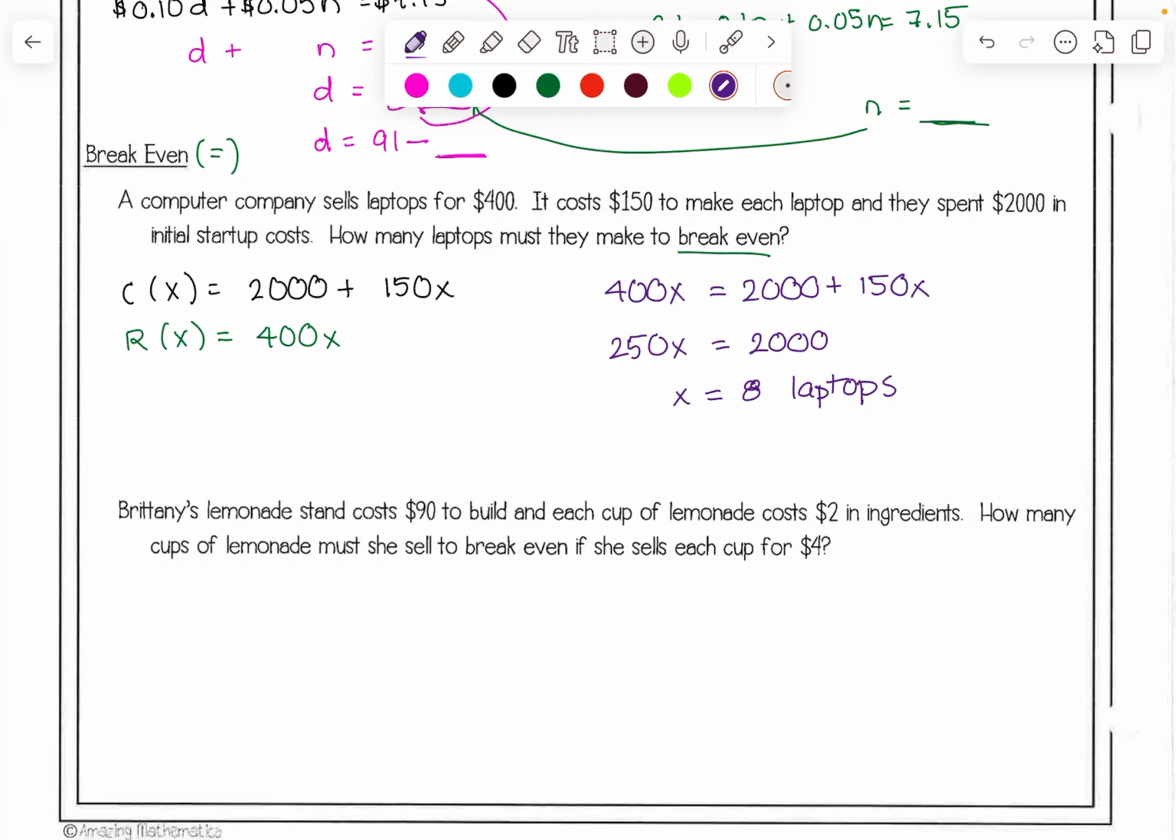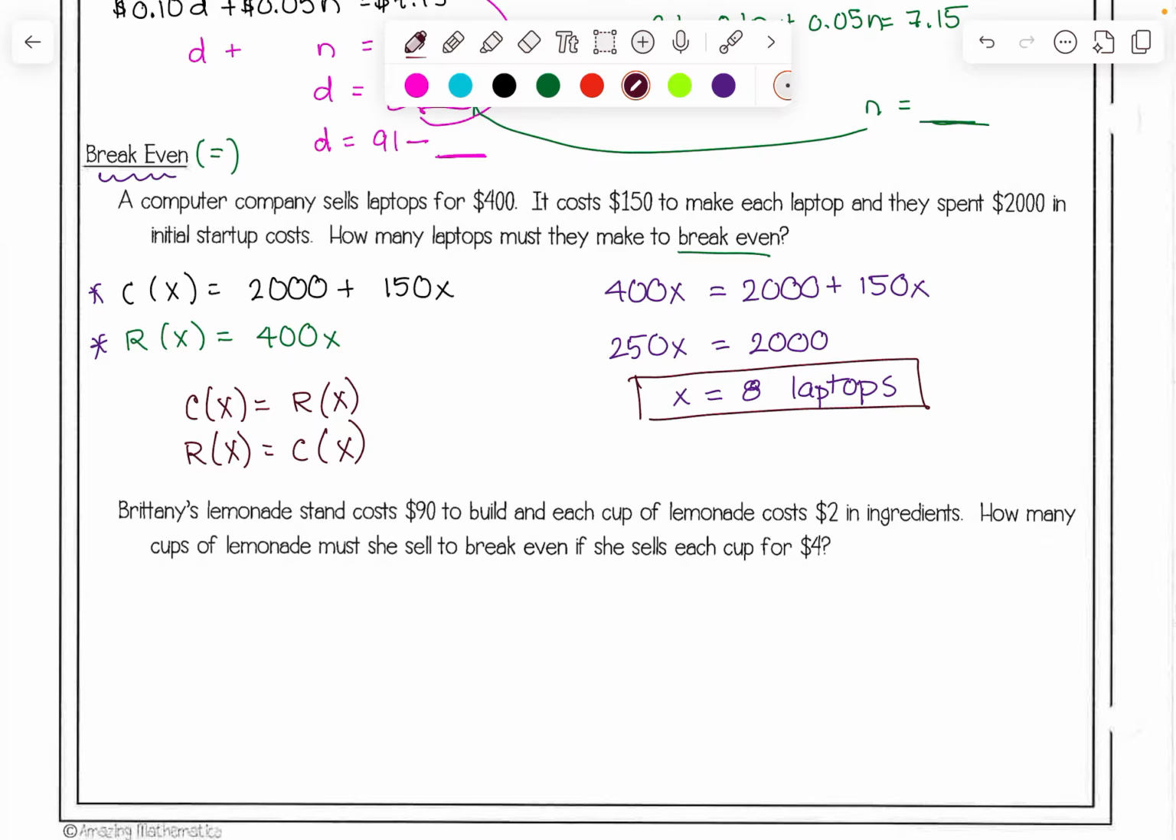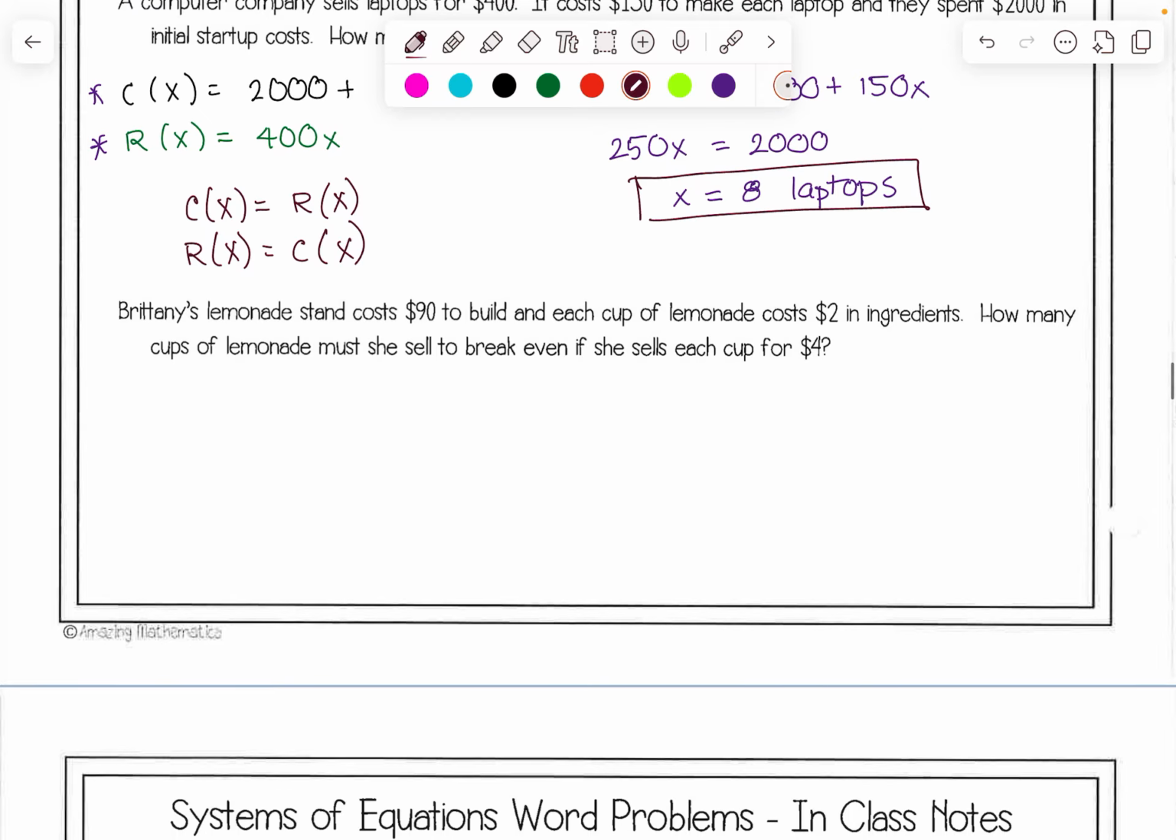So in this case, we're not looking for a y value. We're just looking to see how many laptops they must make to break even. But we had to use two expressions, the cost and the revenue, to set them equal to each other. Remember, break-even problems require your expressions to be set equal to each other. So think C of x is equal to R of x. So it's going to require 8 laptops to be sold in order for this company to break even.